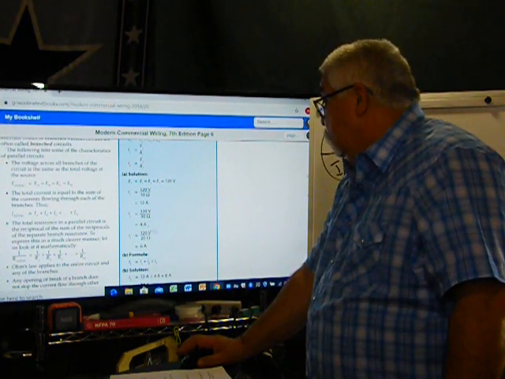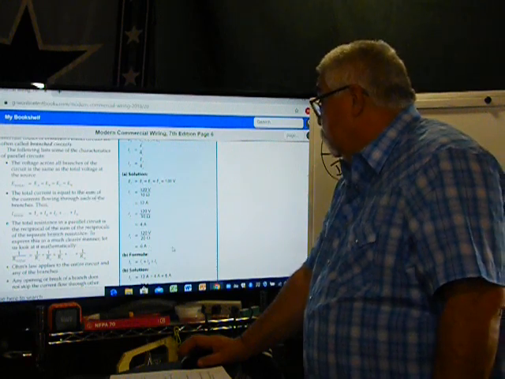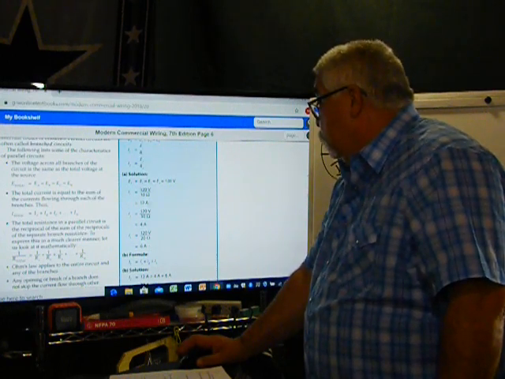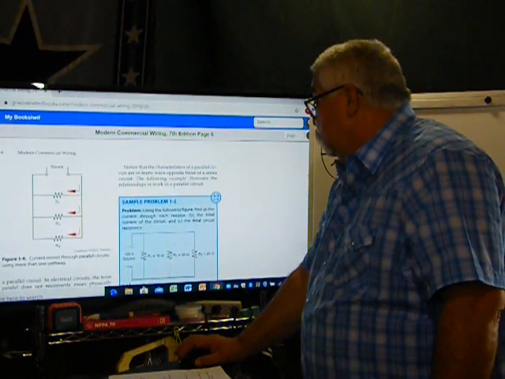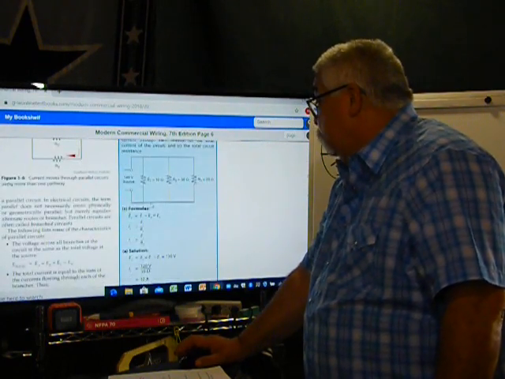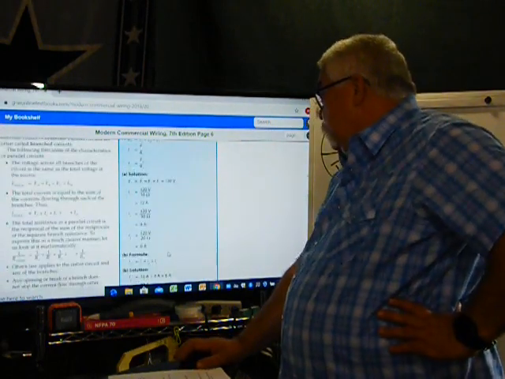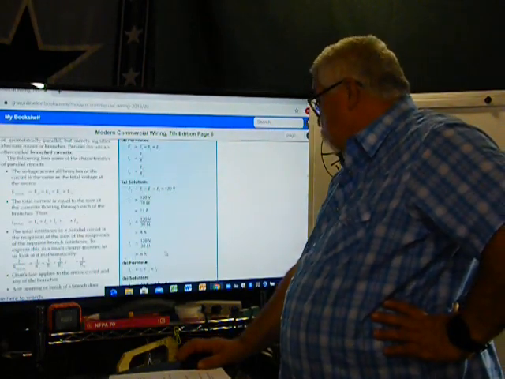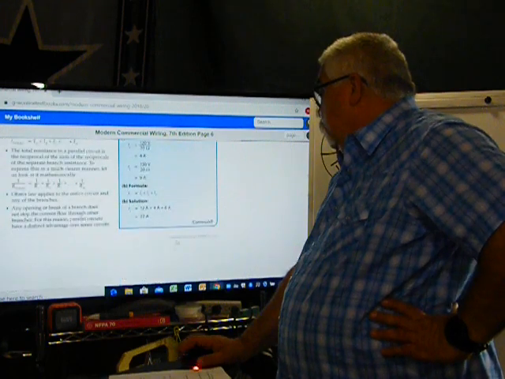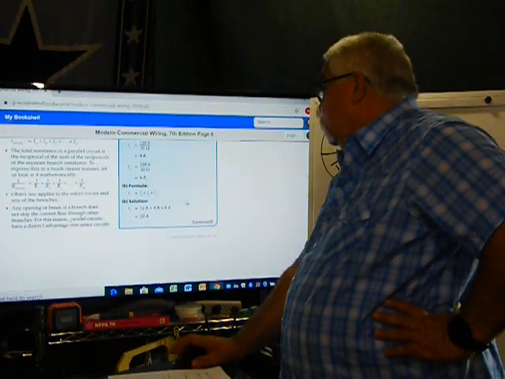The second one is 4 amps, and the last one is 6 amps. So 12 plus 4 is 16, plus 6 is 22 amps. So this circuit has 22 amps. My total resistance, do they have it on here? No, they don't. So my total current is just a matter of adding all the sums.